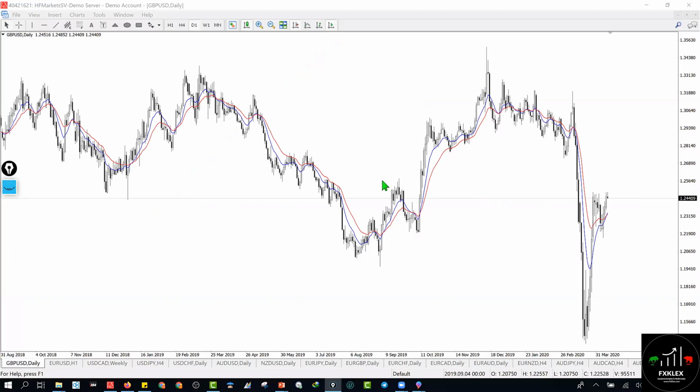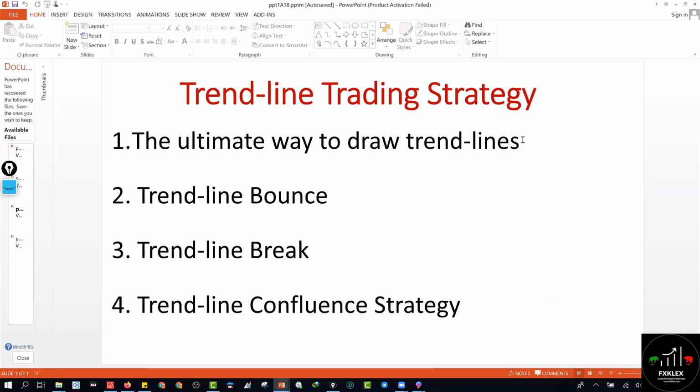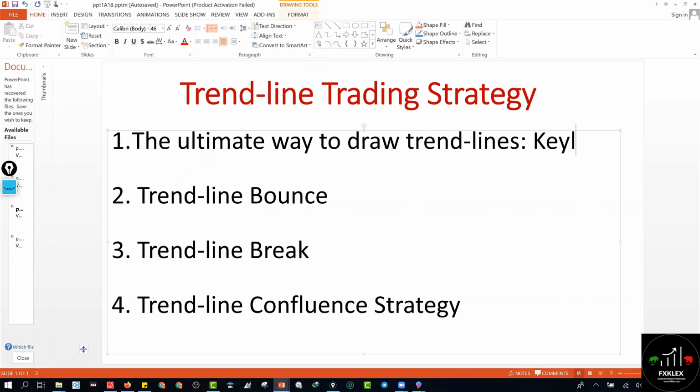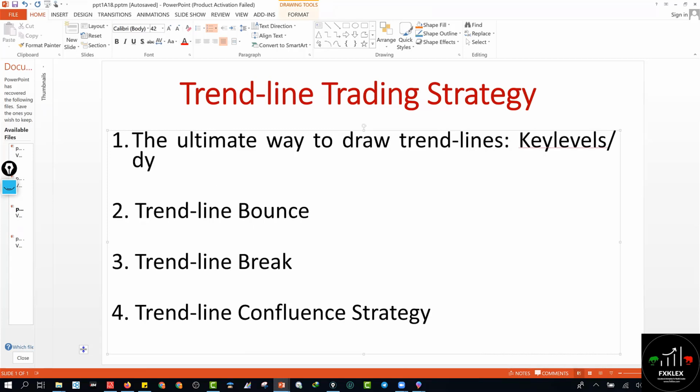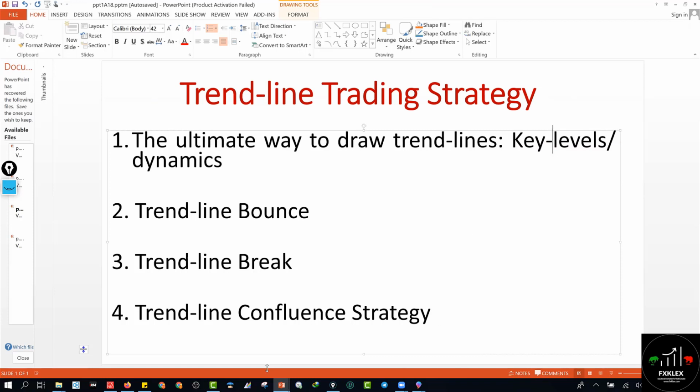On this chart right now, the first thing we need to do is how to construct a trend line for our key level. So right here, the ultimate way to draw our trend lines, I'm going to have key levels. These are key levels. So what does key level mean on our trading chart?